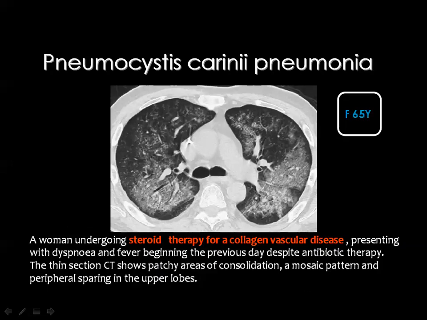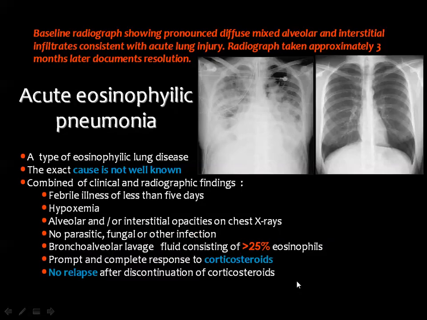And this patient is a woman undergoing steroid therapy for collagen vascular disease. And because of the age and the steroid therapy, this patient may be considered immune incompetent. And you get many opacities in the lung with some air bronchogram and areas of ground glass opacity, and this was proved to be pneumocystis pneumonia.